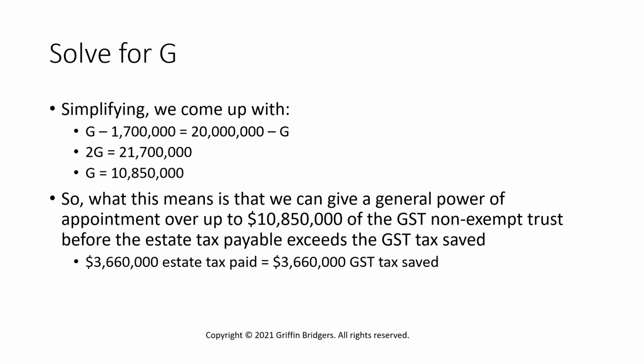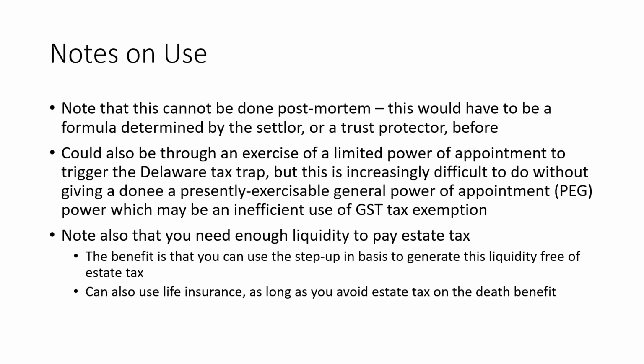So we get a little bit of a better outcome with this formula over just simply referring to the unused exclusion and exemption for the estate and GST tax respectively. Now, it's important to note that this can't be done post-mortem. We are looking at a post-mortem situation here, but this would have to be a formula that's predetermined in the document, maybe by the settlor, or maybe by the trust protector through the trust protector's powers under the document before our client dies.